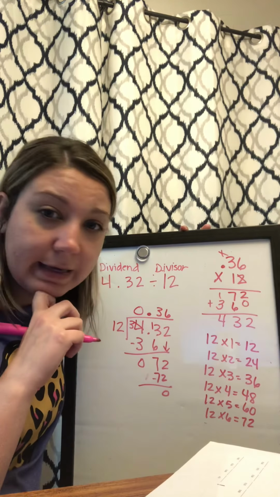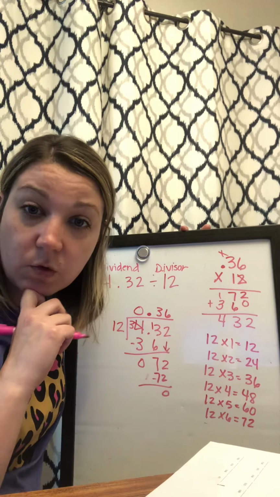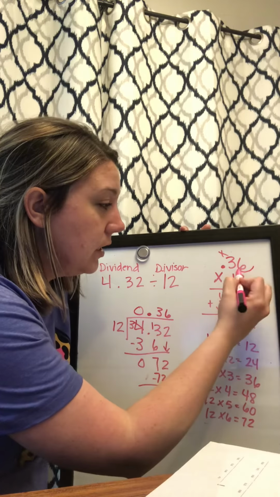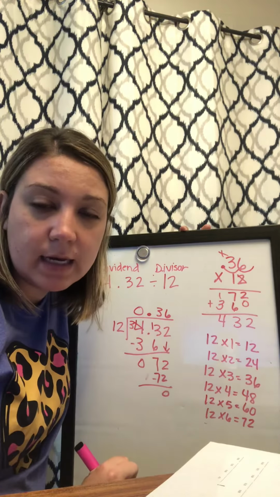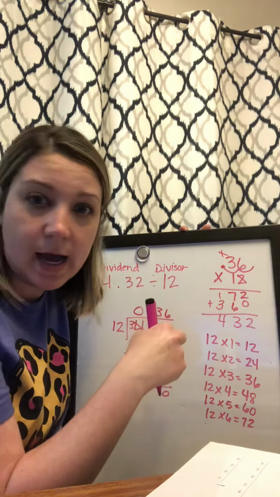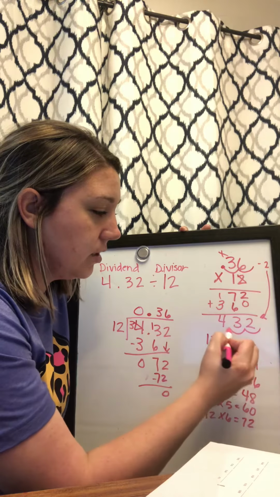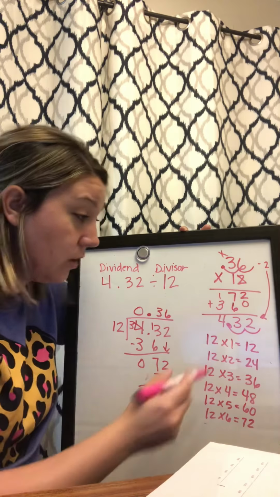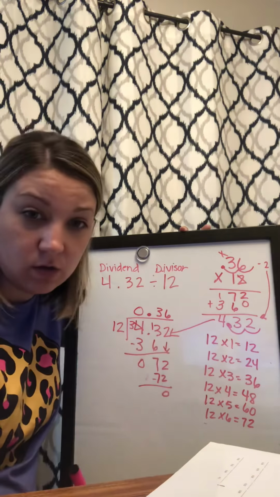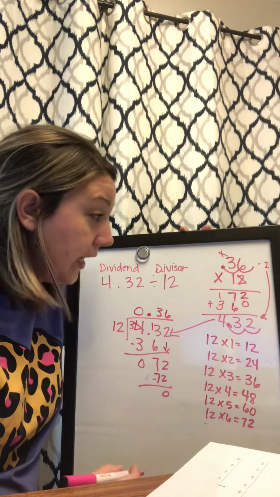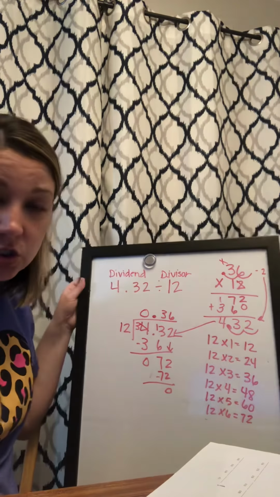We do not just bring it down when we are multiplying decimals, right? We count to see how many numbers are behind that decimal, right? There's 2, so that means down here there should be 2 numbers behind the decimal. And is that what we had in the house? It is, so we're right. So our answer is 36/100.